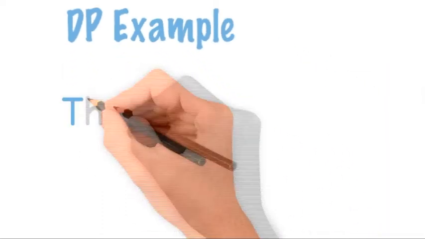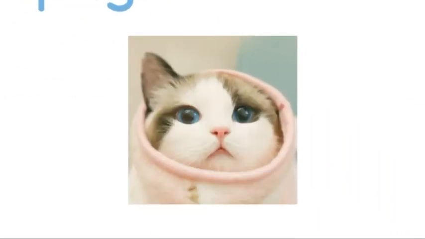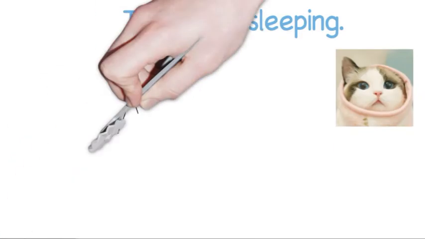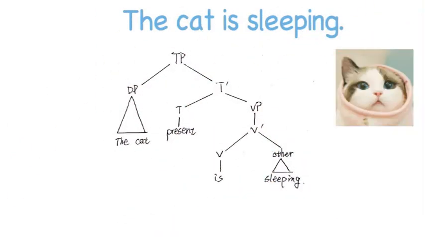Now, let's talk about a DP example. The example sentence: the cat is sleeping. For the structure, on the very top we have a TP, and then we have DP and T bar. The DP part in this sentence is the cat, and that functions as a determiner. And then T bar goes to T and VP. As presented in the previous section, T means tense, and in this sentence the tense is present. Then VP goes to V bar, and then V, the main verb, is, and then sleeping goes to other segments.